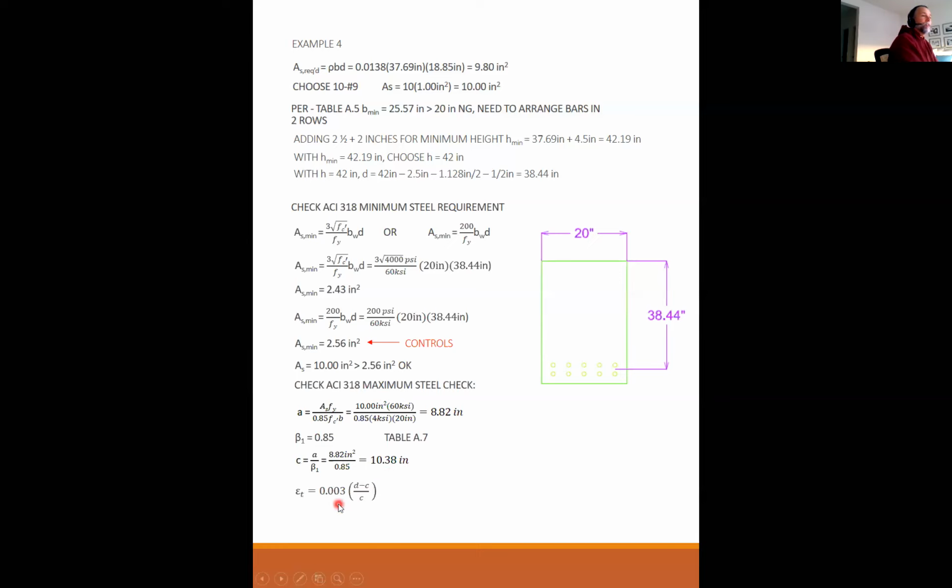I calculate epsilon sub t. I plug in d and c. There's my 38.44. Again, no need to round this one up. It is what it is. c is 10.38. I get 0.00811, which, by the way, is pretty darn close to my target of 0.005. It's greater than 0.005, so phi is equal to 0.9.